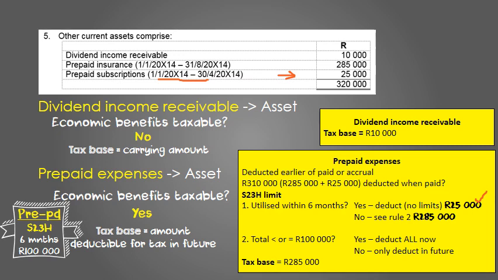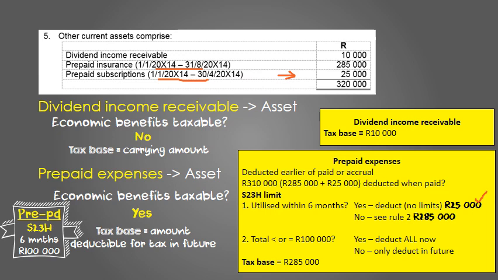With regard to prepaid insurance, we see that we are only going to utilize this within the first 8 months of the next financial year. So therefore, the prepaid insurance does not qualify under the first rule of Section 23H. So we now have to move to the second rule.